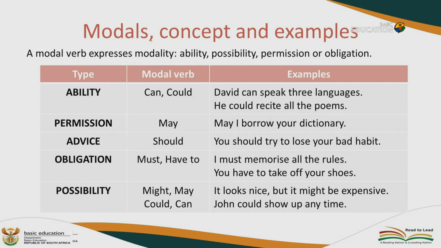And we have different types of modals, okay? We have a modal of ability, a modal of permission, a modal of advice, a modal of obligation, as well as a modal of possibility. And these are your modals. A modal of ability means that you are able to do something. David can speak 3 languages. That's a modal of ability.